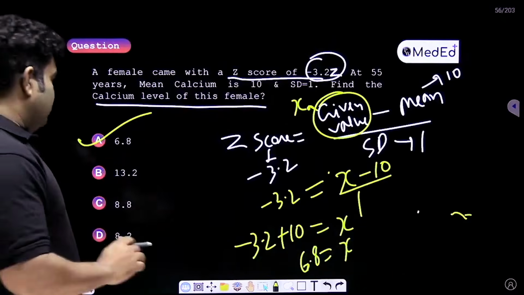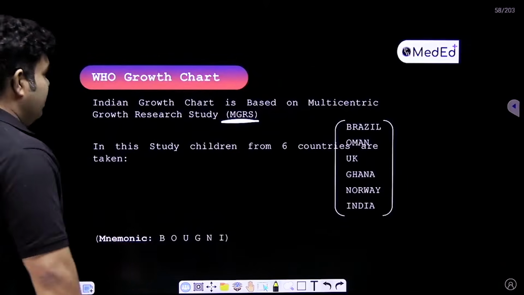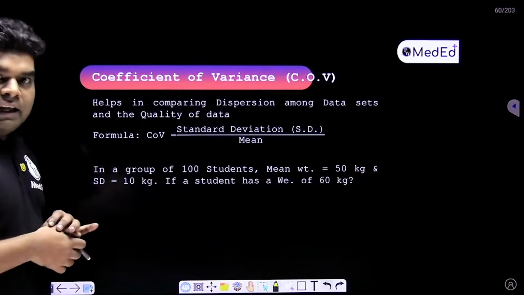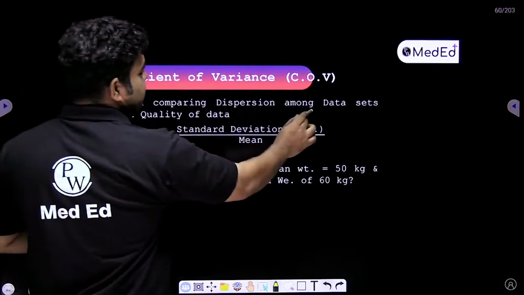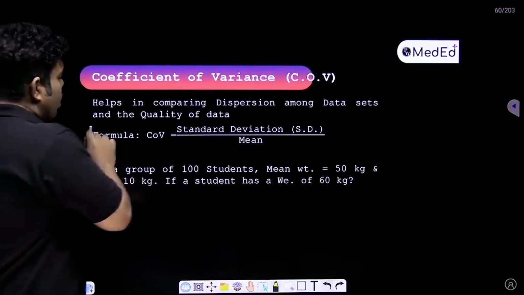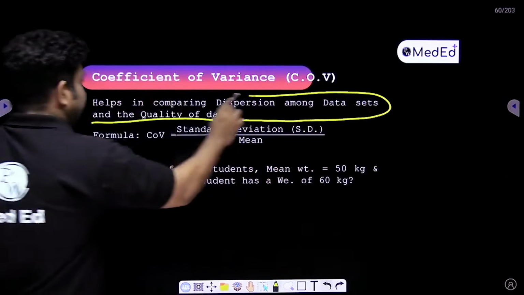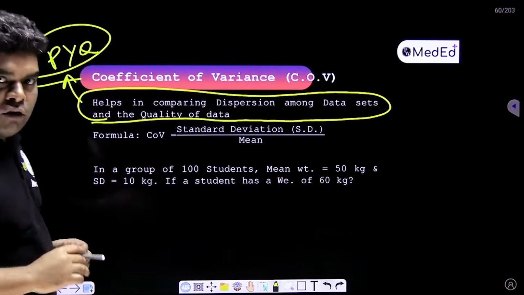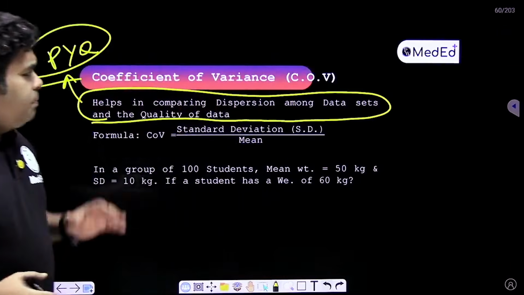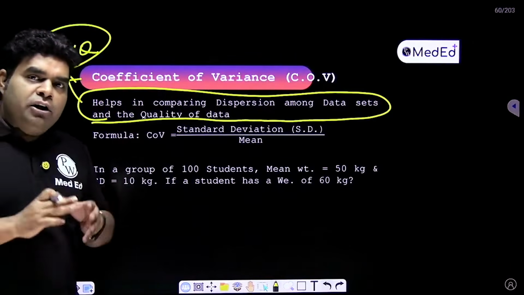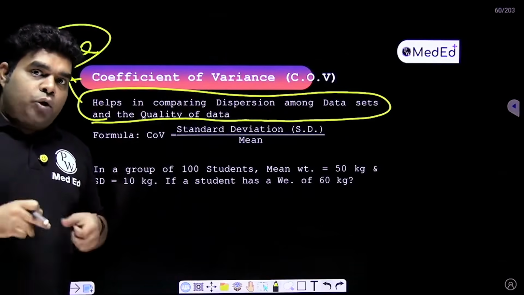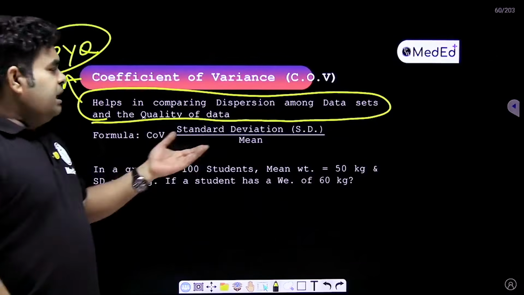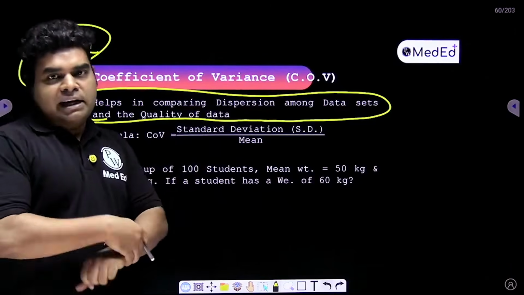Now the last concept, the second last concept I can say, which we have to understand is the concept of coefficient of variance. What does coefficient of variance do? It helps in comparing dispersion among two or more data sets, or it helps to compare the quality of data sets. This simple line has been asked 2 times in NEET PYQ: what is the purpose of coefficient of variance? The purpose is to compare two data sets, to see which one is of better quality. And the formula of coefficient of variance is standard deviation by mean. We can multiply it with 100 if we want to get it in percentage.